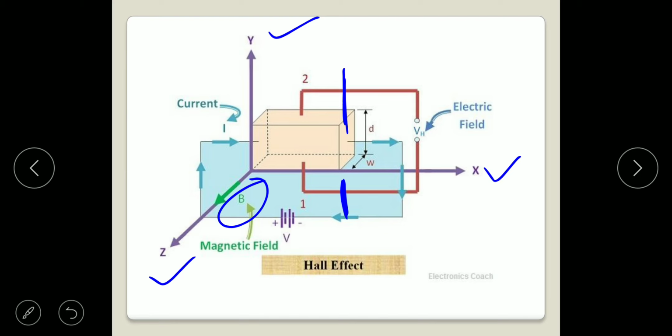So what is the Hall effect? Before we apply a magnetic field, the current flows through this material, this cube, this conductor.